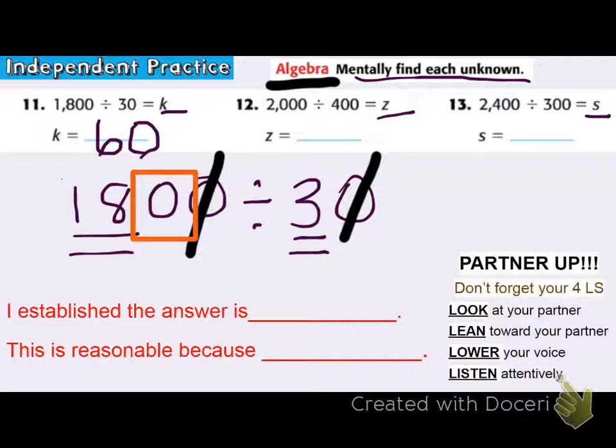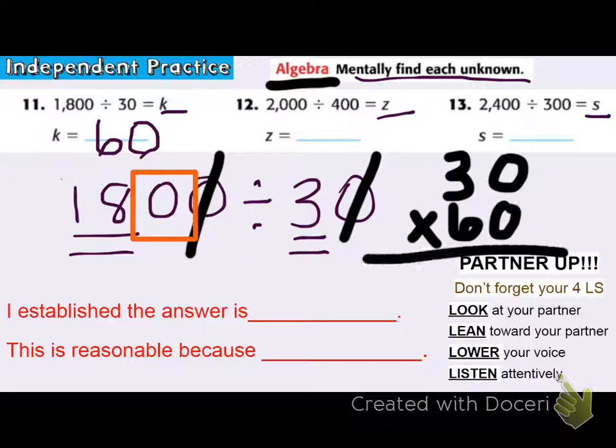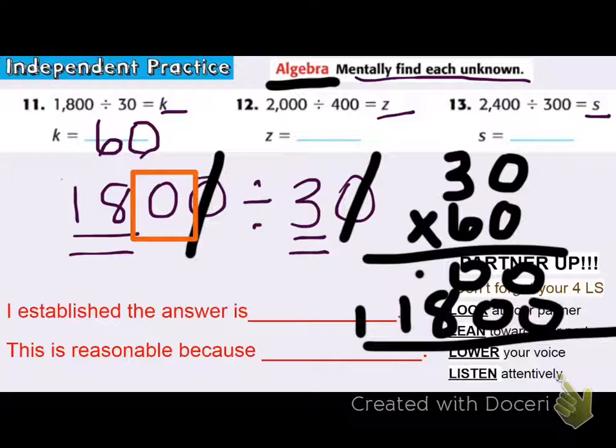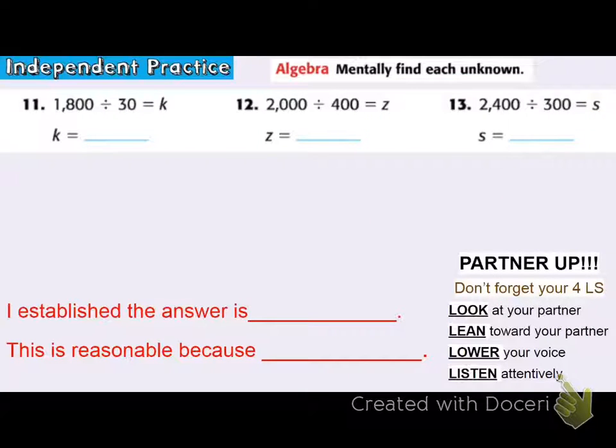Let me see if 60 is the quotient. 30 times 60. And if I multiply these, I should get my dividend. And if I get the dividend of 1,800, I know I have the right answer. And look, I got 1,800. So I believe that K is equal to 60. I know I have the right answer. I can move on. All right, let's try 13.